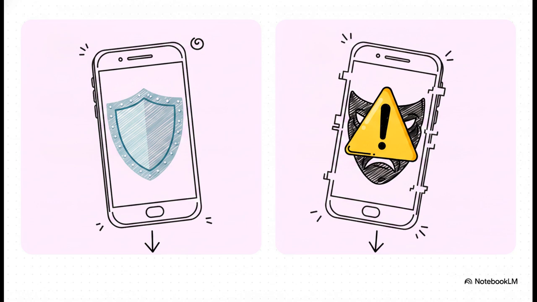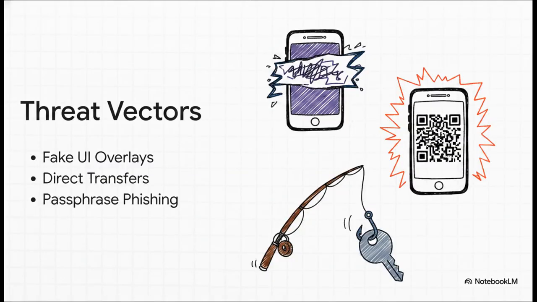Let's rapidly fire through the 3 main bypass factors the source documentation warns us about. Number 1, like we just talked about, fake UI overlays. This is a malicious site literally forcing you to input info into fake web elements instead of the native browser wallet.